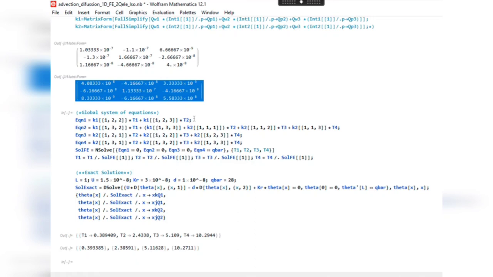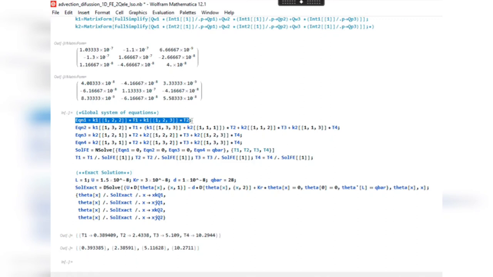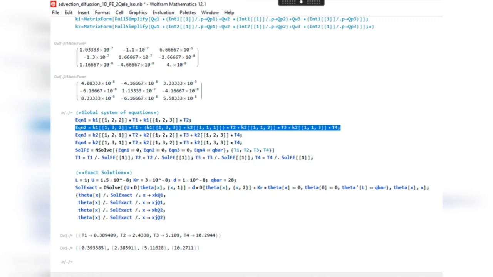So solving this system of equations, the product of K times D equals Q, is just solving four equations. The first equation only has two terms. Why? Because the essential boundary condition of the problem happens at theta at x equals zero. So there is no contribution of that term in the first equation. The second equation contains the coupled terms. So you can see that we have components from K1 and K2. The third equation and the fourth equation only have components from K2 and from the second element.